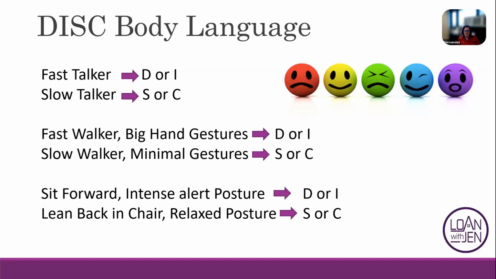Okay. Down at the very bottom of this slide, sitting forward, intense, alert, like just a bunny waiting to just chomp on somebody. That's a D or an I. Leaning back in the chair, relaxed, taking it all in, the jury's still out. I'm just still kind of observing this whole situation. That's an S or a C. Okay. So we're going to dive deeper into these.